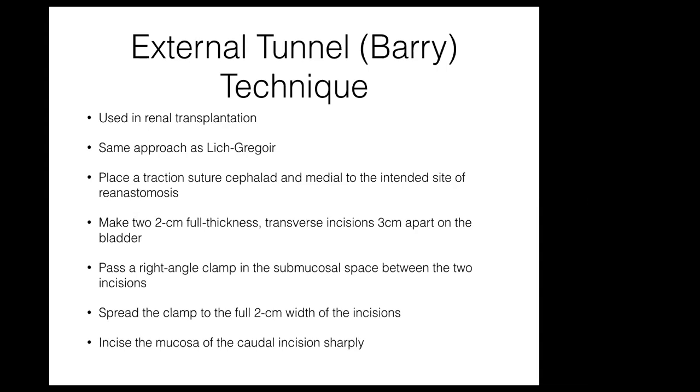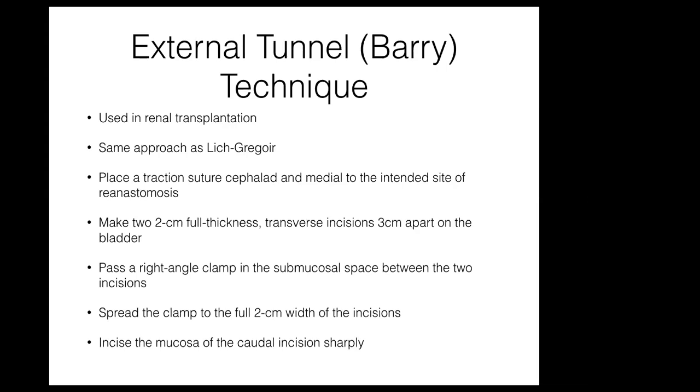It uses the same approach as the Lich-Gregoir, and then you place a traction suture cephalad and medial to the intended site of your reanastomosis. However, what's different in this technique is you make 2 centimeter full thickness transverse incisions, 3 cm apart on the dome of the bladder.